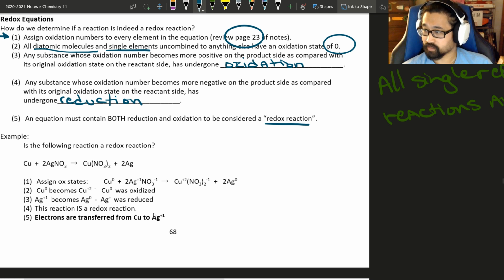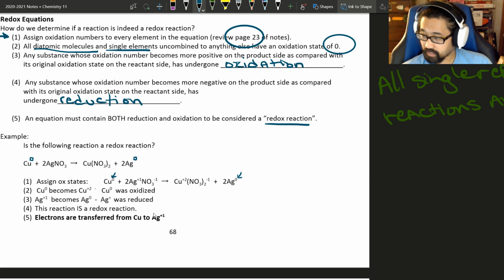Rule number 1, assign oxidation numbers to everything. If it's a diatomic or a single element, it has an oxidation state of 0. Okay. So assign oxidation states. This copper gets a 0. This silver gets a 0. I'll always do the easy ones first, right? And if you look, there they are, right?